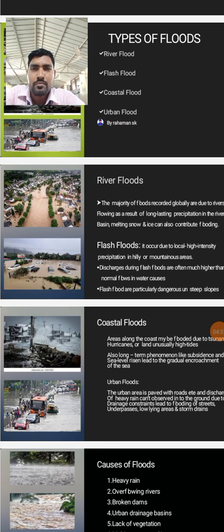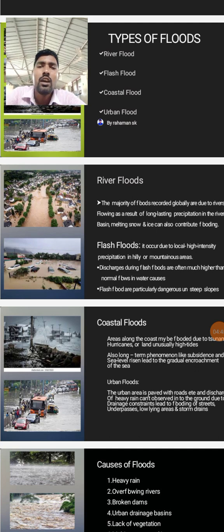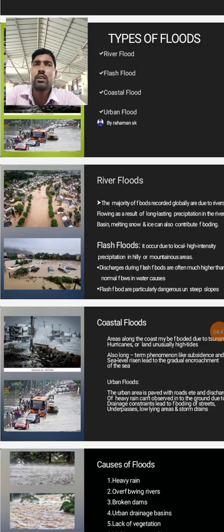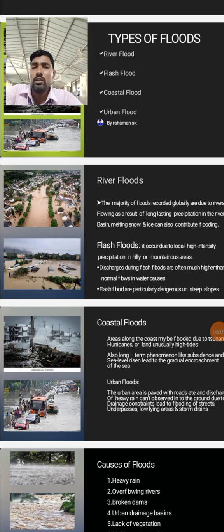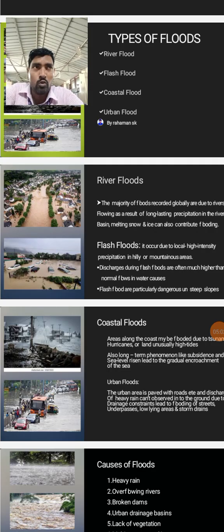Next, flash floods. They occur due to local high intensity precipitation in high hilly or mountain areas. Flash floods happen, for example, where we live in heavy slope areas, mountain areas or hilly areas. At that time even a small rainfall forms, and all that rain flows in a downward direction. Naturally, rain water flows from high elevation to low elevation.